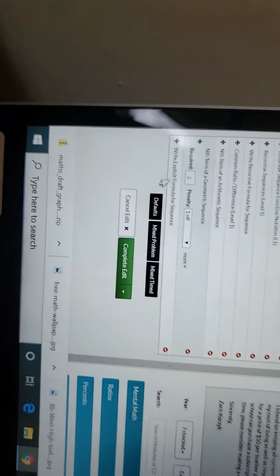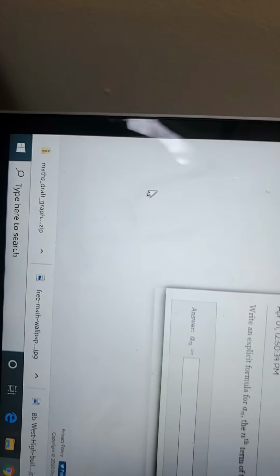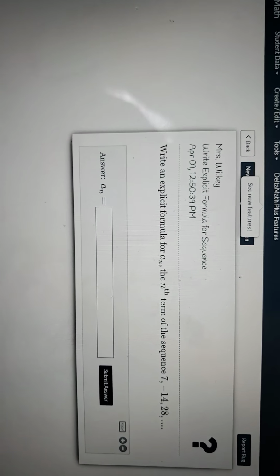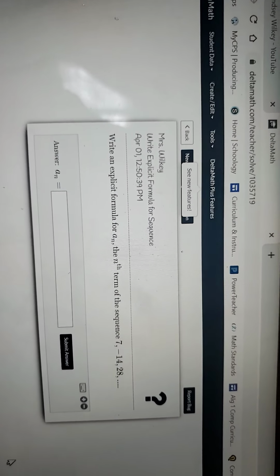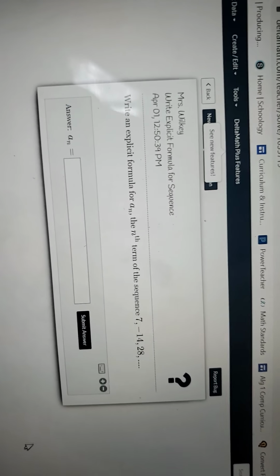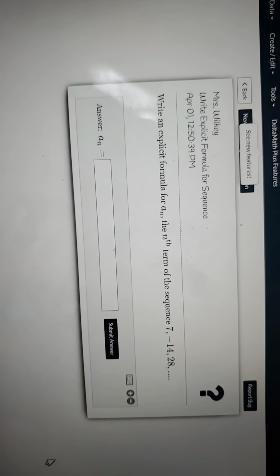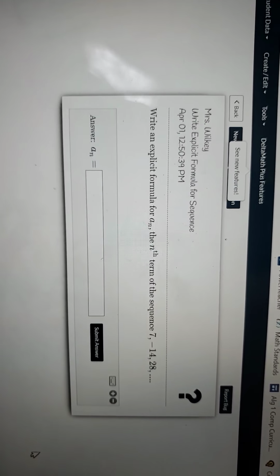Last one, write the explicit formula for the sequence. Okay, so it says write, so this is the same thing we were just doing, but now it wants us to write the formula for the sequence instead of finding the value of something. And let's see. I'm trying to figure out what color marker I'm going to use. I might just use black so that I don't confuse you.